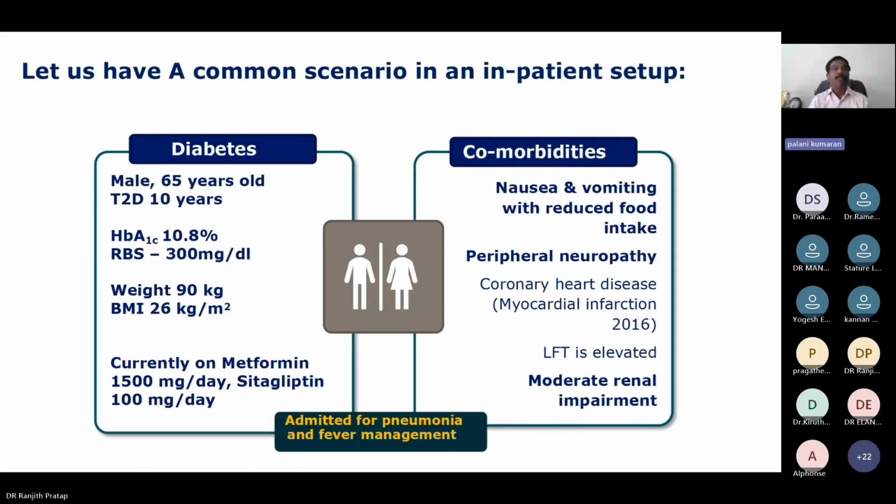So we have calculated the basal dose and the bolus dose, added the correctional dose, and seen the adjustment of the basal dose. Now let's take a small common scenario in our patient setup. Here is a 65-year-old male, diabetic for 10 years, with HbA1c of 10.8 and blood sugar of 300. His weight is roughly 90 kg, and he's on OADs, metformin and sitagliptin, in the maximum dose. He's now admitted with pneumonia and fever management. He also has moderate renal impairment.